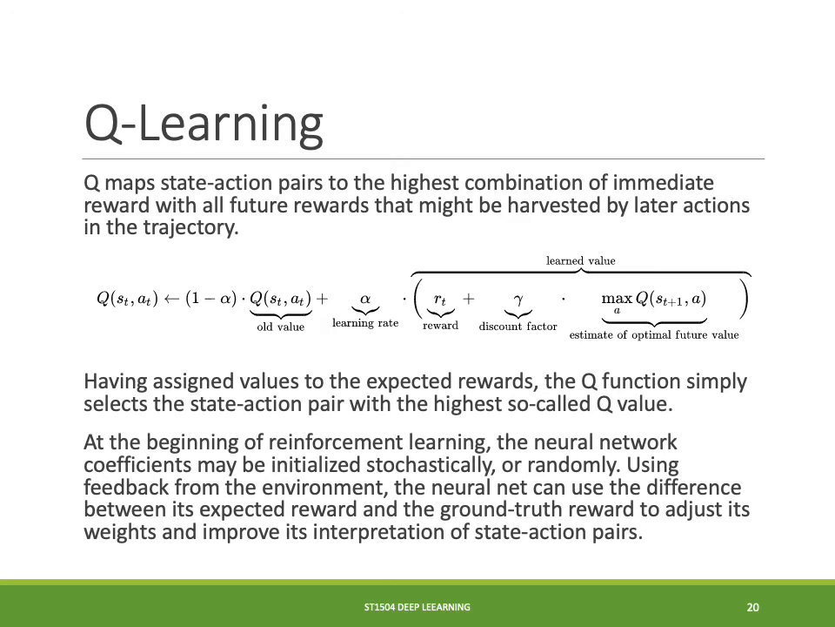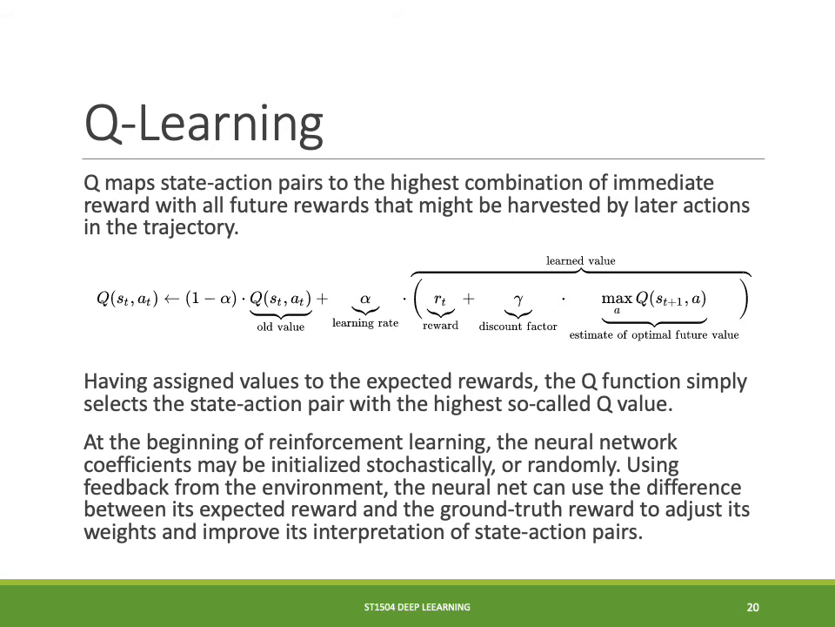So having assigned various values to the expected rewards, the Q function simply selects the action path with the highest so-called Q value at this point in time. At the beginning of the reinforcement learning, the neural network coefficients may be just randomized, so you will keep losing in the game, but as it learns more and more moves, it will basically be able to adjust the policy function or the Q function, right, to be able to learn what are the right values to use over a long period of time and win the game overall, instead of just winning one single move in the game.